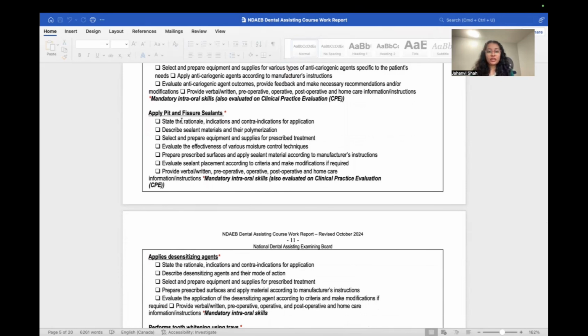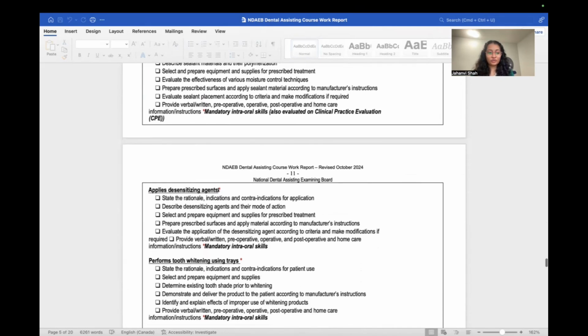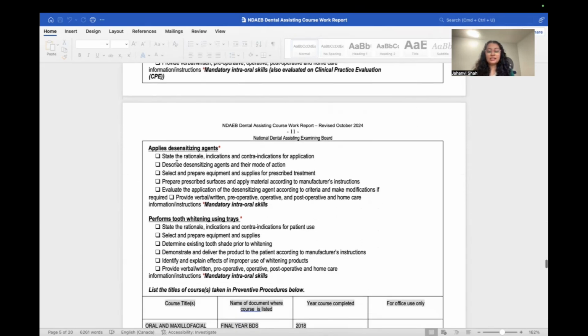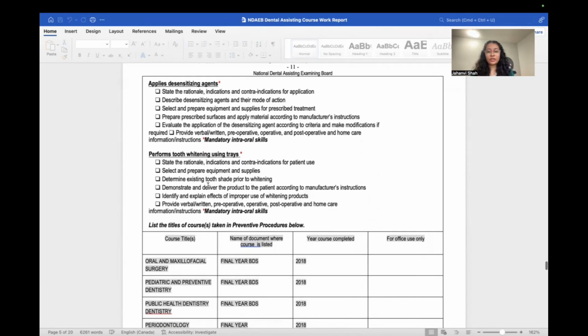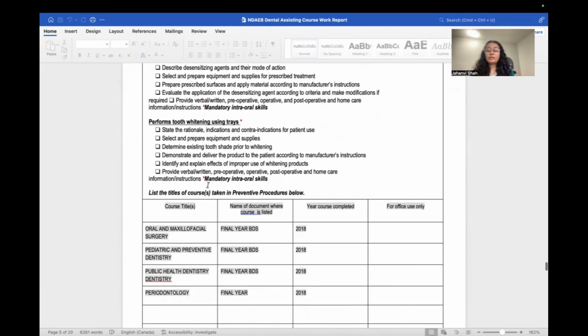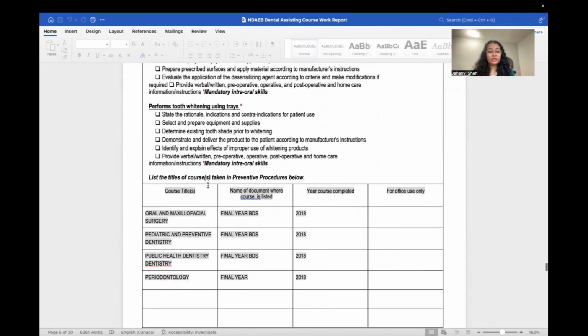You have to make sure that you take all of these for everything that you have done in your college, of course. Applies the desensitizing agent. This is not checked on the CPE, but this is one of the mandatory intraoral skills that you might have to do when you are doing assisting. So you get my point, right? Performs tooth whitening using tray. Again, it is one of the mandatory intraoral skills that they require.